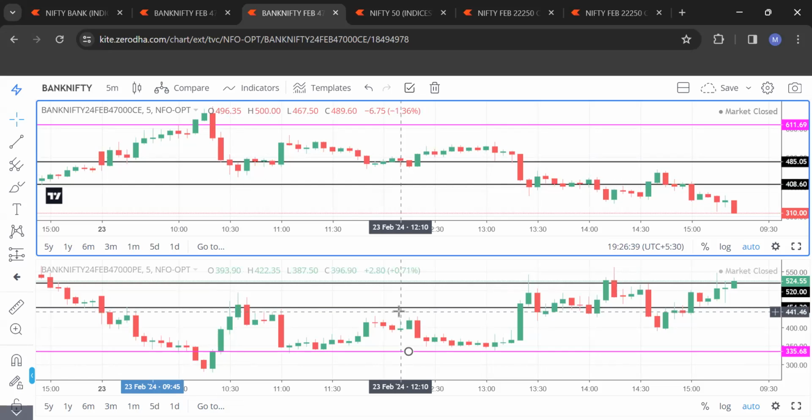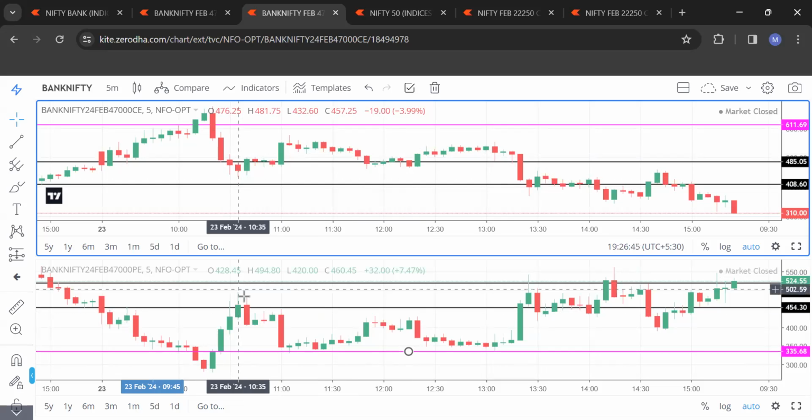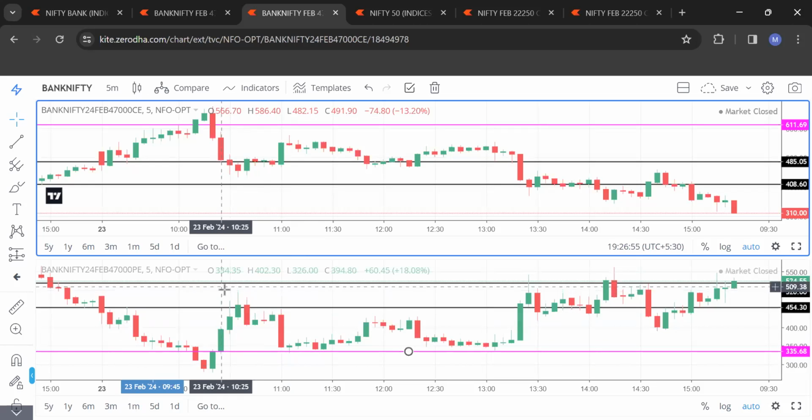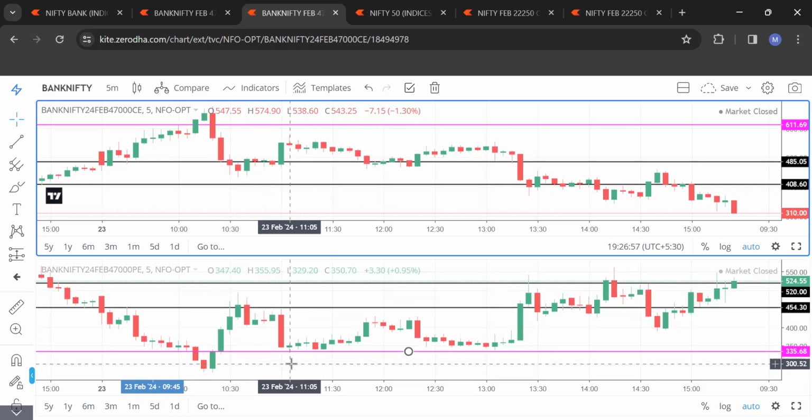Again that is it. Okay, got it? Again you got a candle. And that shows this will go down. So here it perfectly hit the target.